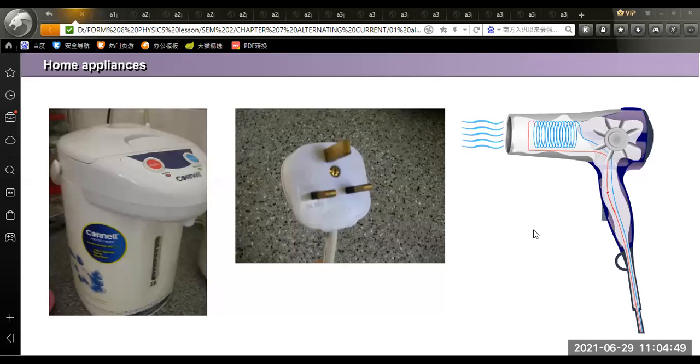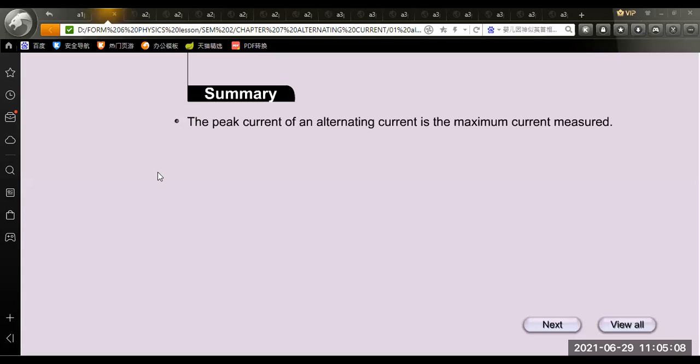Okay, ladies and gentlemen, please observe the slide. The slide shows some applications of electronics in our house. There's an electric kettle, an electric socket, and also a hair dryer. Next, as a summary, the peak current of an alternating current is the maximum current.